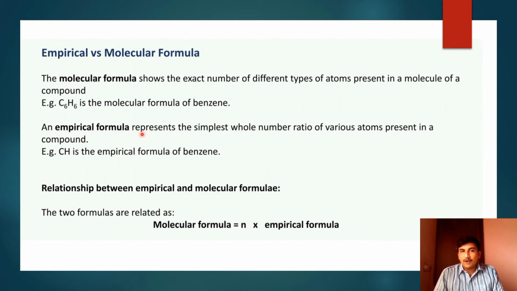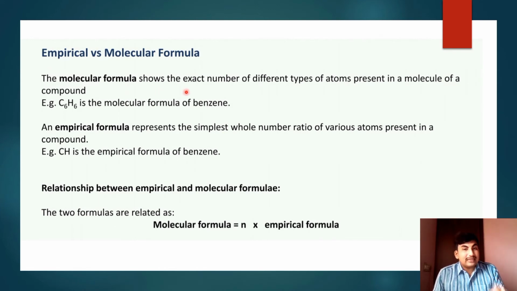An empirical formula represents the simplest whole number ratio of various atoms present in a compound. When various atoms are there, their simplest whole number ratio is what we call the empirical formula. CH is the empirical formula of benzene. C1 is there, H1 is there. So that is in 1:1 ratio. That is called the empirical formula. Now molecular formula.